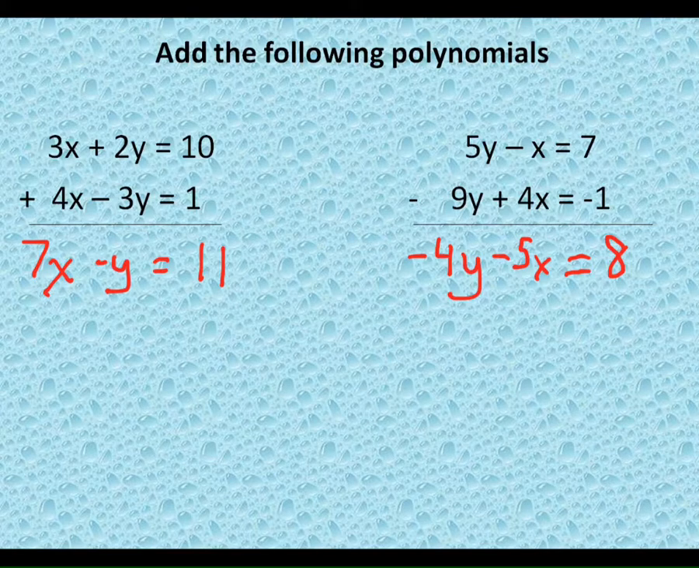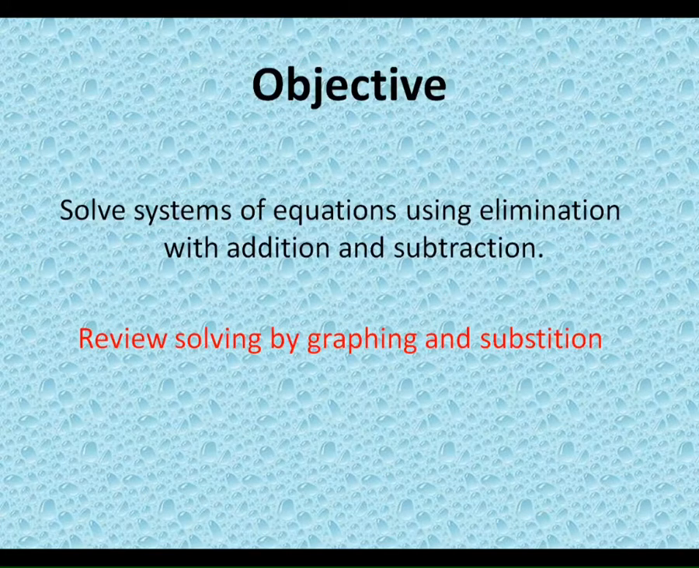So we added and subtracted these two polynomials together. This is what elimination is. I'm going to show you how it works or how you can solve variables in just a second. That next question there asks, what is standard form? And we just reviewed graphing and substitution. We'll come back to that later.